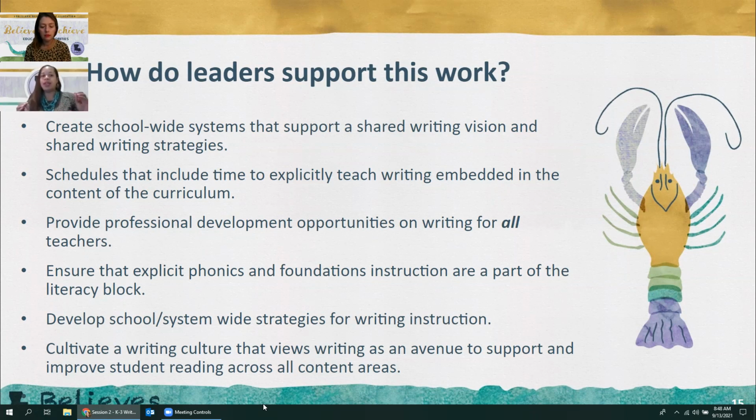We want to make sure that we develop school-wide and system-wide strategies for writing instruction. And like Sarah alluded to, in our next session, we're going to talk a lot about the language comprehension strands, but that sentence level work is where our students will begin. So as leaders, we want to make sure that we have those school-wide strategies for that sentence level work, so that students aren't learning a new process for writing as they go throughout the grades, but they continue the same process. And lastly, we just want to create and cultivate a writing culture that views writing as an avenue to support and improve student reading and writing across all content areas.